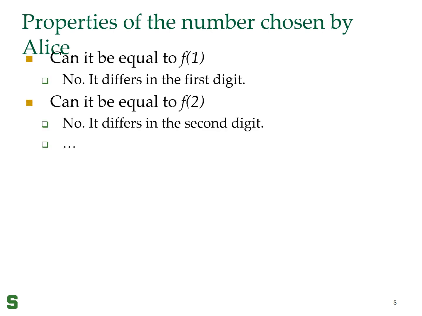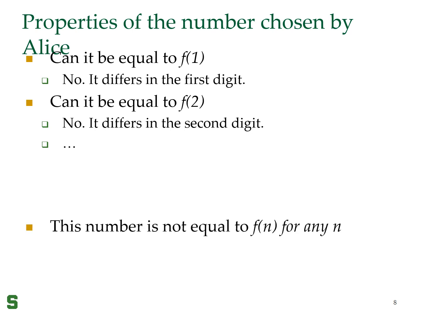So let's focus on the number that Alice chose. It can't be the same as F1 because it differs in the first digit. It can't be the same as F2 because it differs in the second digit, and so on. That means it's a number that is not F1, F2, F3, F4, or any of the things that are mapped to by F, and that means that this number is not equal to f of n for any n, and that just means that the function is not onto.